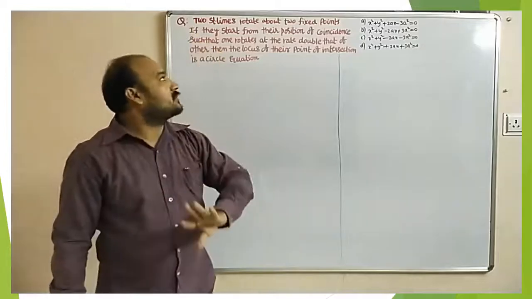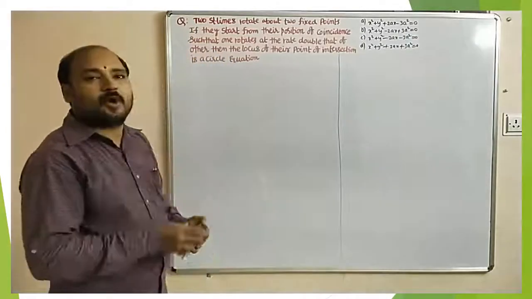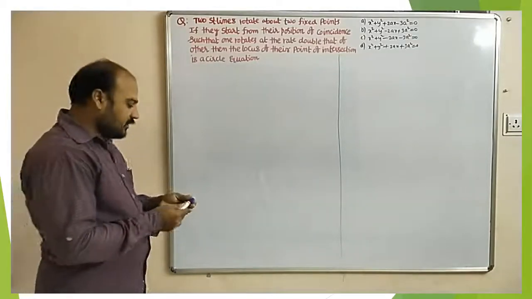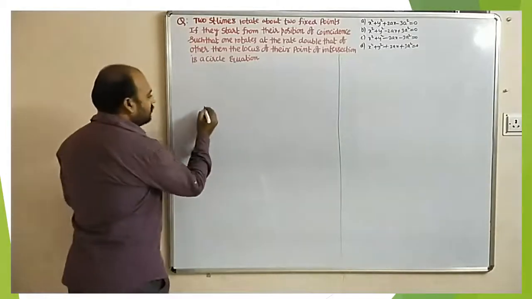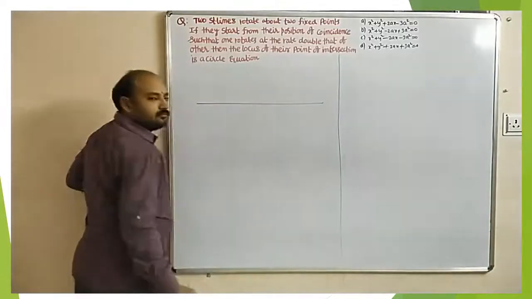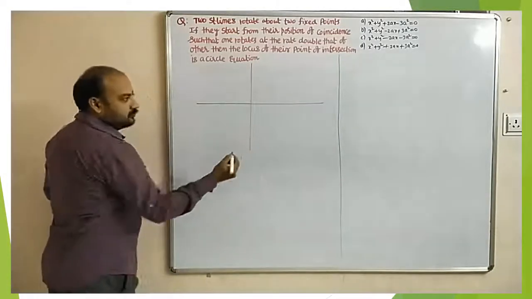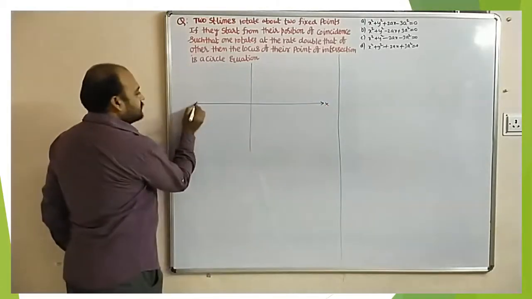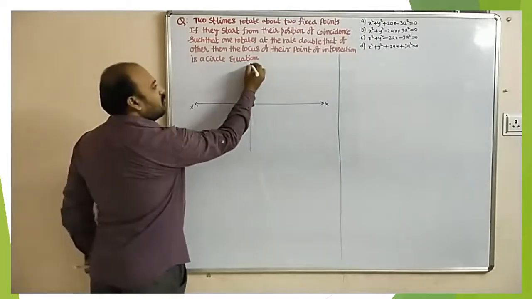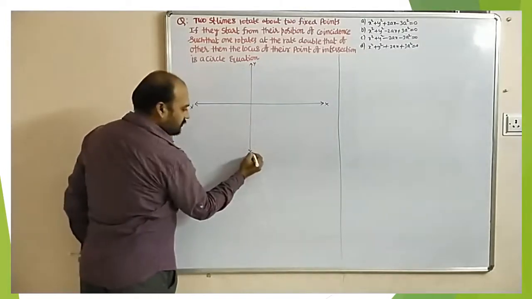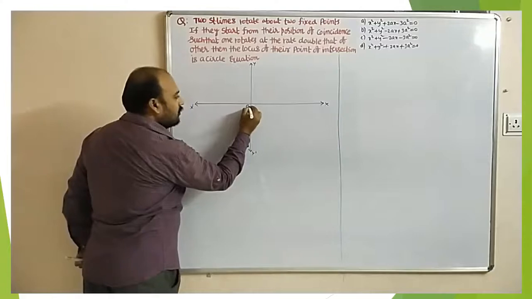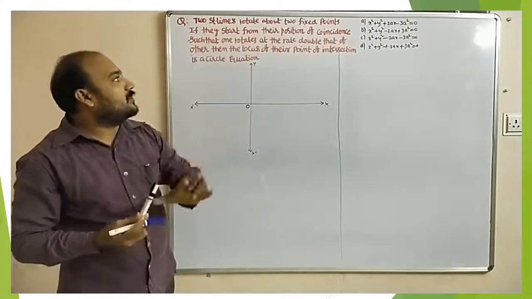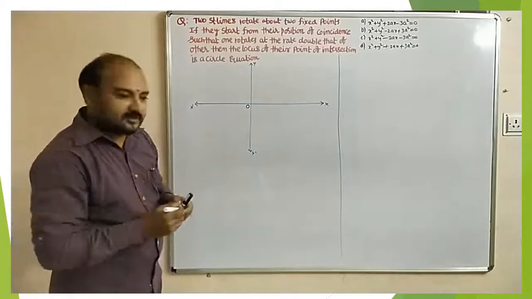So two straight lines rotate about two fixed points. Draw the figure. Coordinate system, x-axis, y-axis, X dash, Y dash, and its origin. The two straight lines rotate about two fixed points.